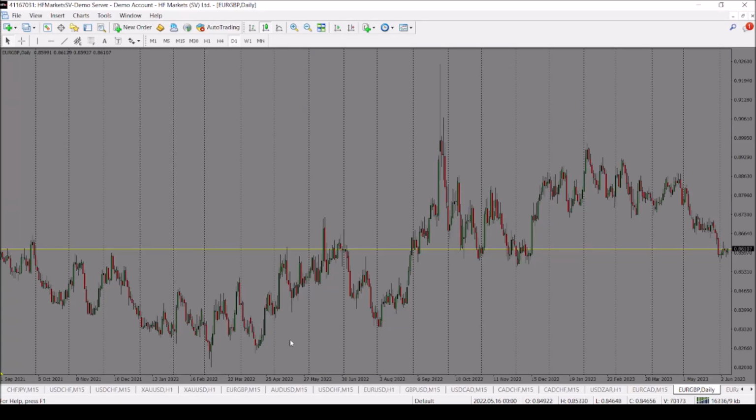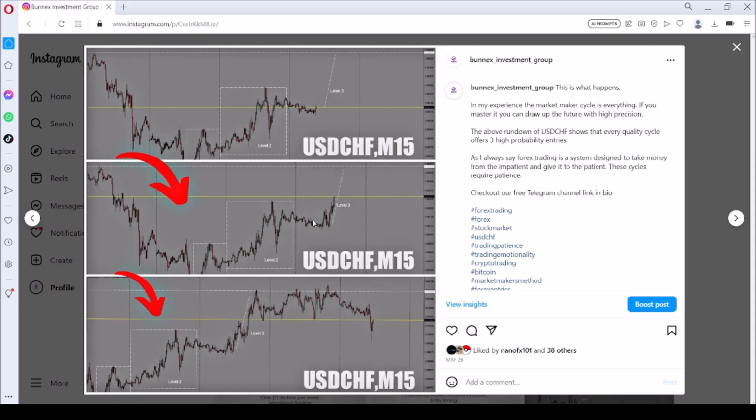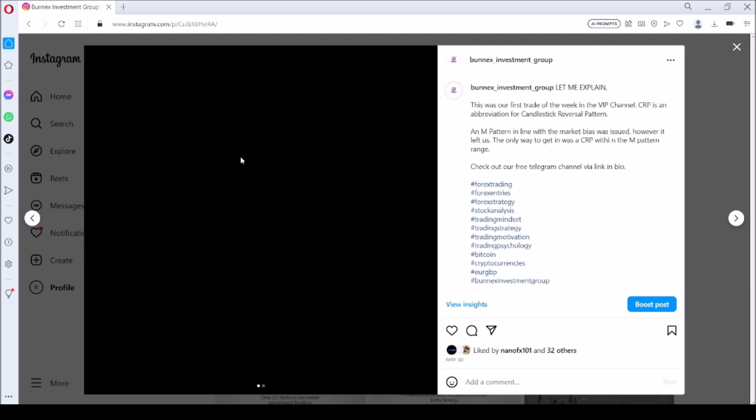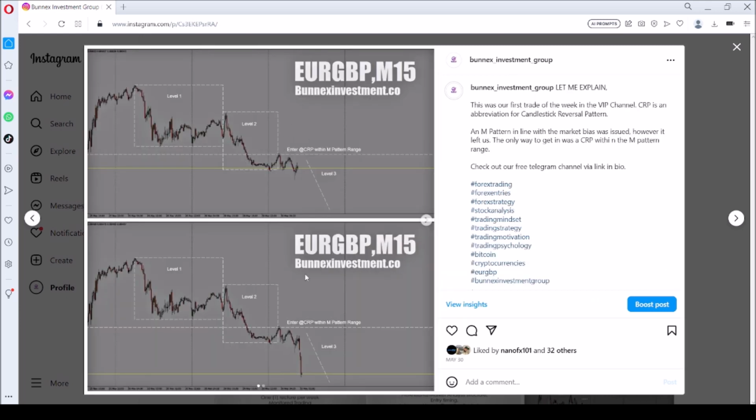In this video, I am going to break down the exact steps that I take to catch entries like these ones. This is USD CHF before and after: anticipation of level 3, whilst it's playing out, completion of level 3, and we reach the peak formation high. CHF JPY before and after, Euro GBP before and after.